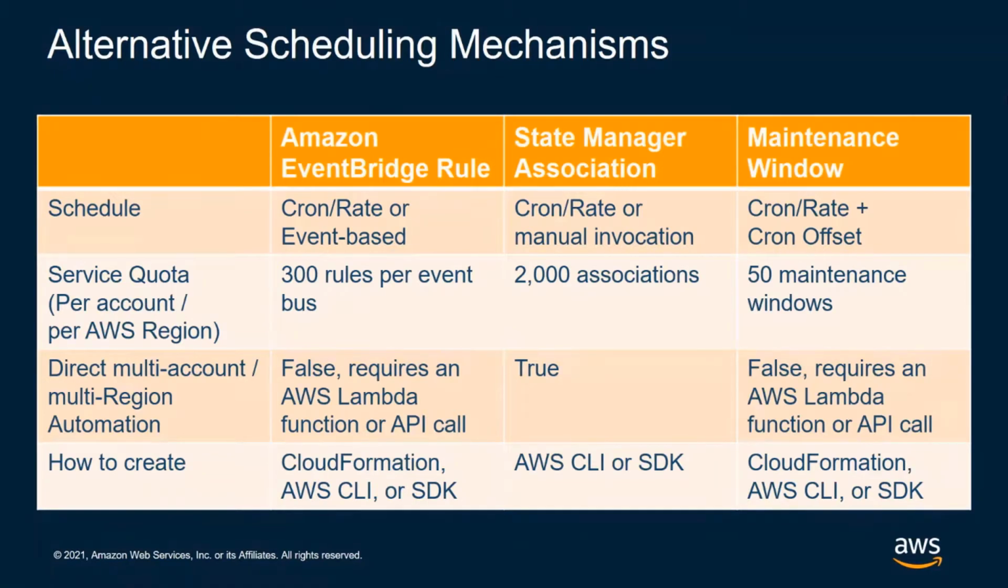State Manager associations differ in that you can specify a cron array-based expression for the schedule, or you can manually invoke the association on demand. Up to 2,000 associations can be created within a given AWS account and region.